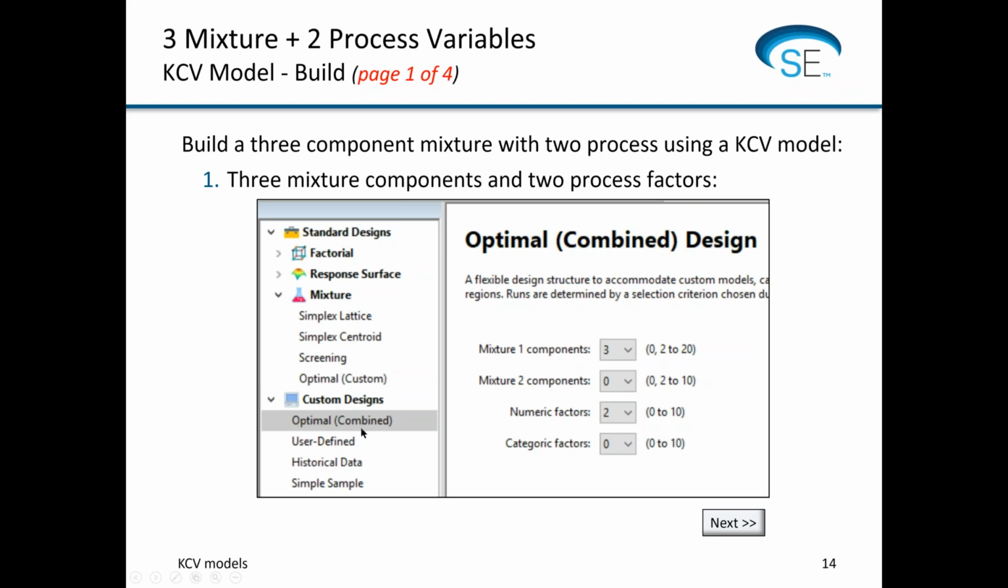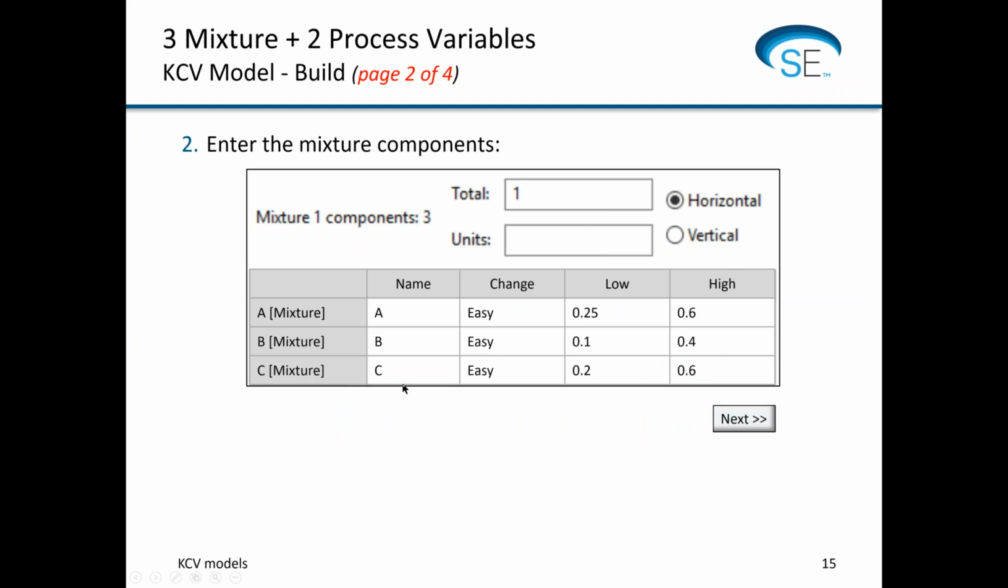Okay, so here we're going to pick an optimal design. We're going to have 3 mixture components and 2 process factors, or numeric factors. Here are our mixture components. We're just going to call them A, B, and C, and they're going to vary from 0.25 to 0.6, 0.1 to 0.4, and 0.2 to 0.6. I just picked those ranges because that's a non-simplex space. To be a simplex, the range of all the factors has to be the same. And here you can see the ranges are different. The range here is 0.35, the range here is 0.3, and the range here is 0.4.